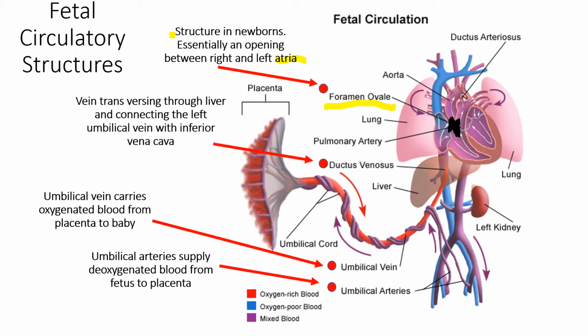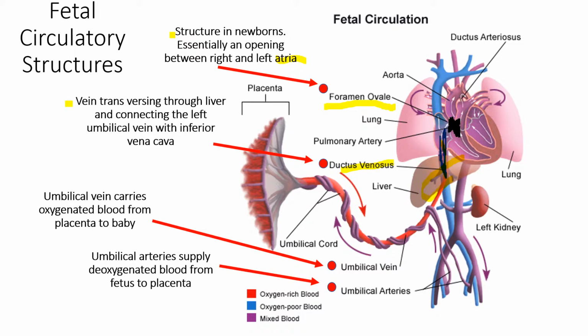Next we have the ductus venosus. That's basically the vein that traverses through the liver. That's the liver. It traverses through the liver, connecting the left umbilical vein with the inferior vena cava. So that is the inferior vena cava going up in here of the baby.